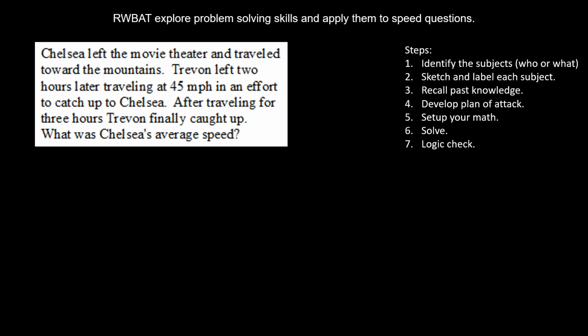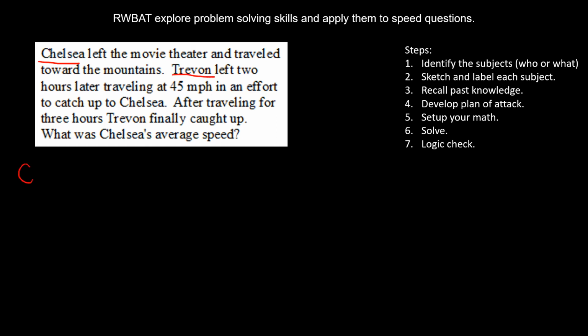Okay, so let's do a problem together, guys. This first problem says, Chelsea left the movie theater and traveled toward the mountains. I'm assuming that's where she lives, but she's going to the mountains, so she's leaving the movies, going to the mountains. Trevon left 2 hours later, traveling at 45 miles per hour. MPH is miles per hour. He's trying to catch up to Chelsea. After traveling for 3 hours, Trevon finally caught up. What was Chelsea's average speed? So there's a lot of information, okay? So let's first identify the subject. Our subjects are Chelsea and Trevon.